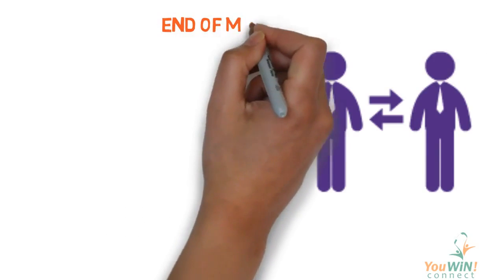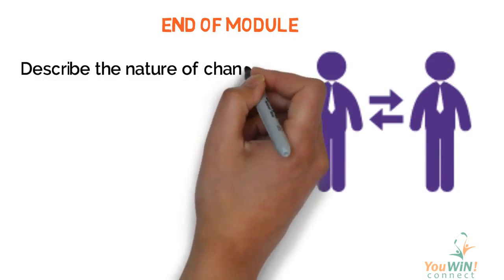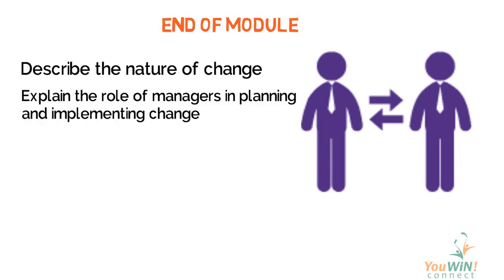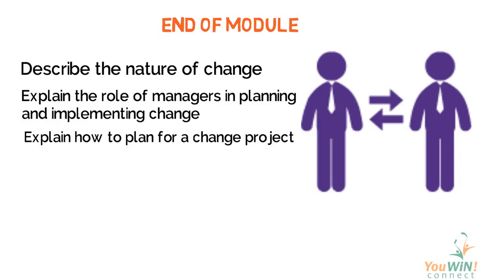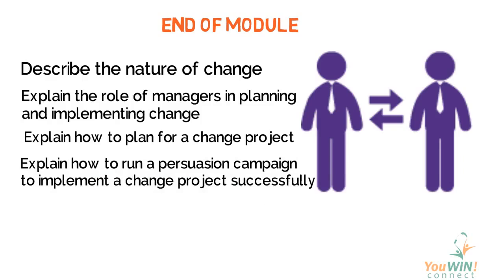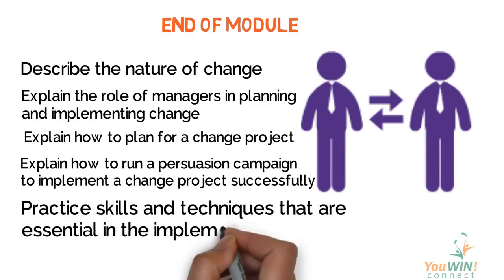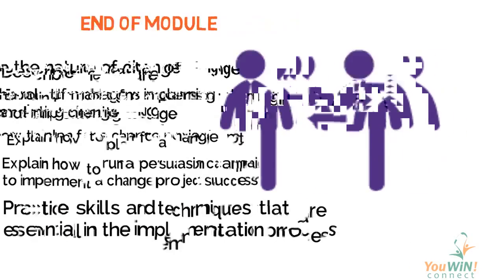We have come to the end of the Managing Change module. At the beginning of this module, our course objectives were to describe the nature of change, explain the role of managers in planning and implementing change, explain how to plan for a change project, explain how to run a persuasion campaign to implement a change project successfully, and practice skills and techniques that are essential in the implementation process. I hope we've been able to deliver on these course objectives.